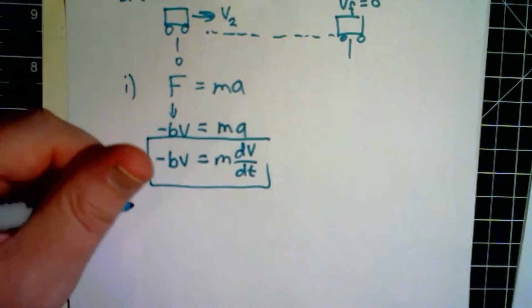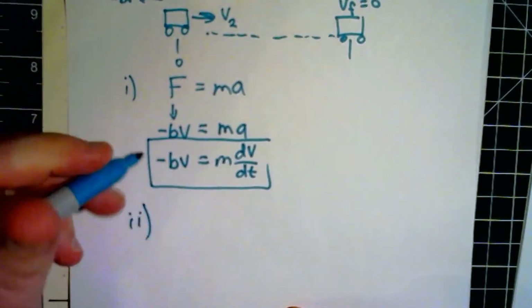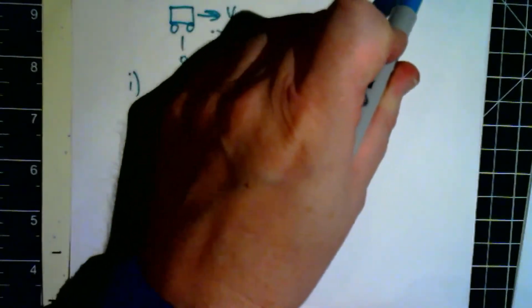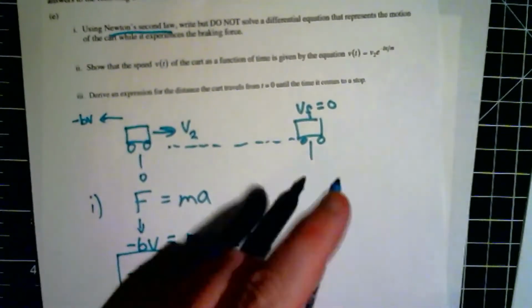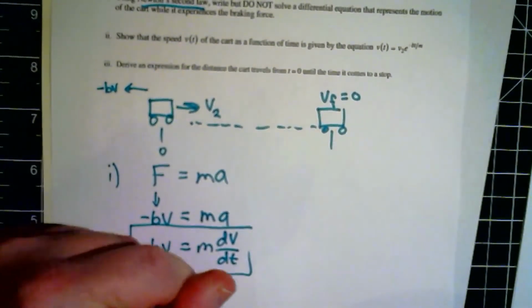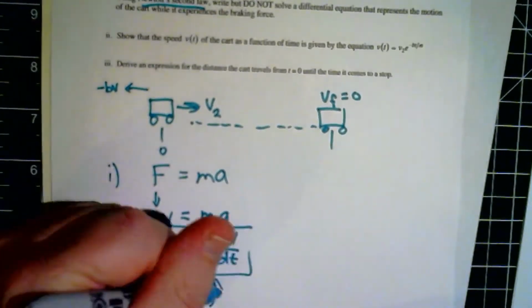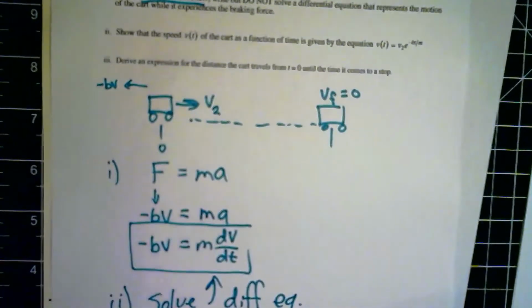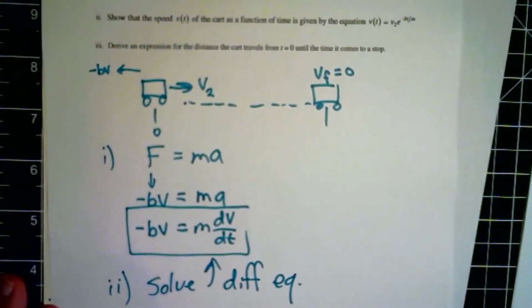Now on question II, it does say to show that the speed v(t) of the cart is a function of time by the equation v(t) equals v2 e to the minus bt over m. Essentially, what we're going to do is solve this differential equation. That's all we're going to do in this next step.